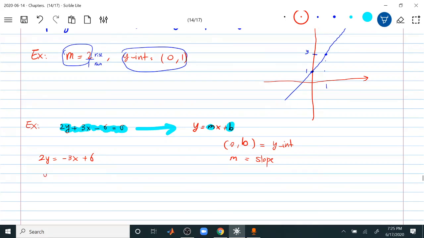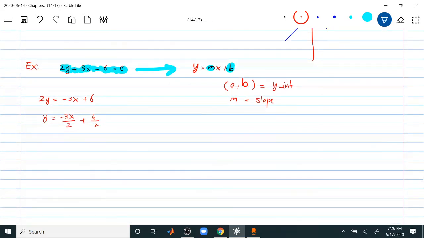Then what do I do? I divide both sides by 2, meaning divide everything by 2: -3x divided by 2, as well as 6 divided by 2. You can divide them separately or all together. I divide them separately, this way I can simplify. Left side is simply y. I'm going to write it this way: y = -3/2 x, where -3/2 is a constant, then x next to it, plus 6 over 2, simply 3.